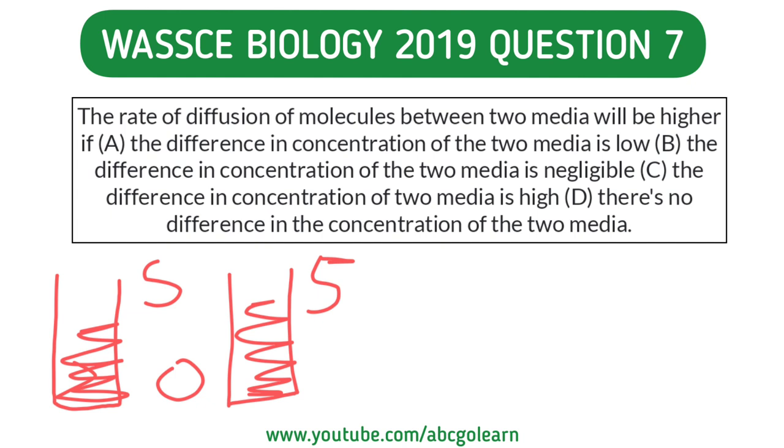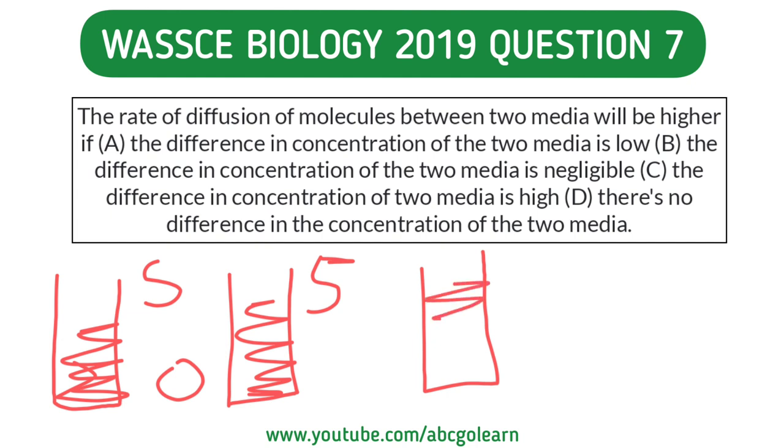But if you have a high difference in concentration, the rate of diffusion will be very high. There will be diffusion. But if you have no difference at all, that means the diffusion will not occur at all. But if there is a difference, if the difference is large, the rate of diffusion would be higher. Also here, let me just show you this example.